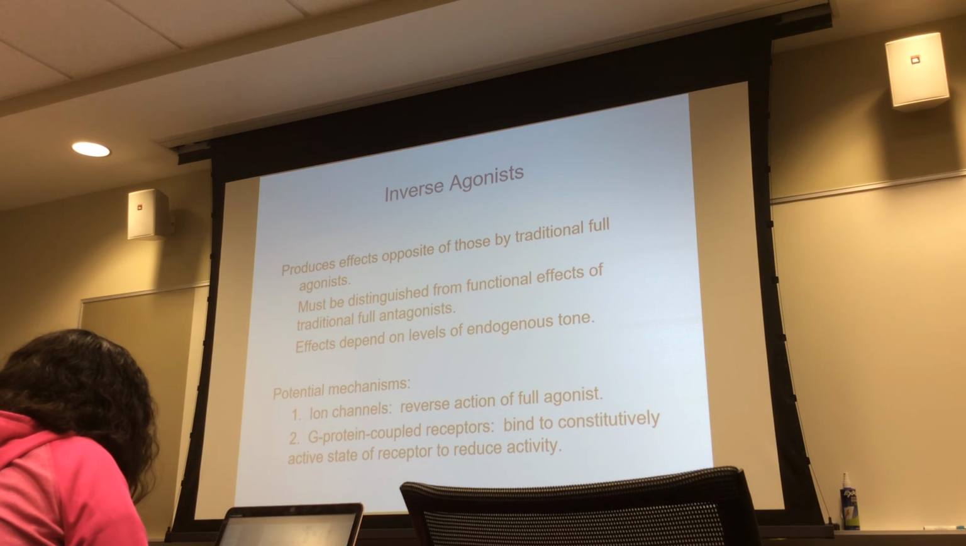Okay, these are the last two things. The inverse agonist. Inverse agonist, on the other hand, is an agonist, but it's inverse. So instead of producing an action, it's actually reducing the action. So they produce effects opposite to those done by full agonists. And you see this kind of group of drugs, if you spoke the first week about the cannabinoid receptors, there are multiple cannabinoid inverse agonists and partial agonists. So they produce effects opposite to what you expect if this was a full agonist. So they must be distinguished from the functional effect of a traditional agonist.